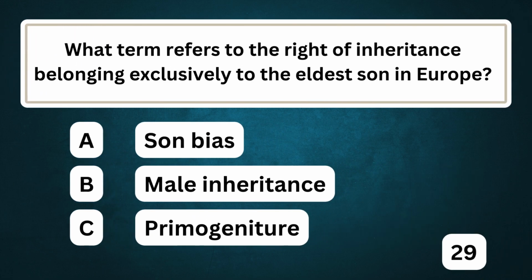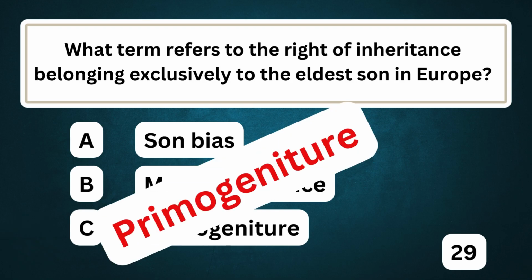What term refers to the right of inheritance belonging exclusively to the eldest son in Europe? Primogeniture refers to the right of inheritance exclusive to the eldest son. This system was common in Europe.